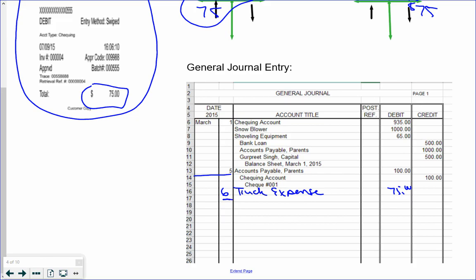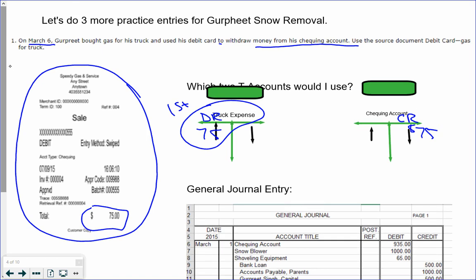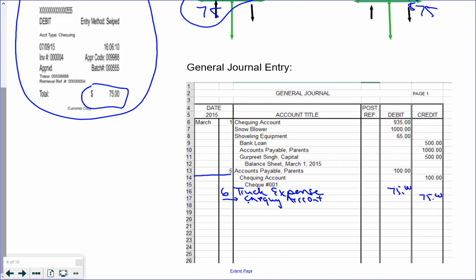Then you're going to indent just a little. Checking account, credited $75. And my source document is debit card, gas for the truck. Why is that a good source document? Because he could now go back and look at his bank records and see that he used his debit card on March 6th for $75 worth of gas for his truck.